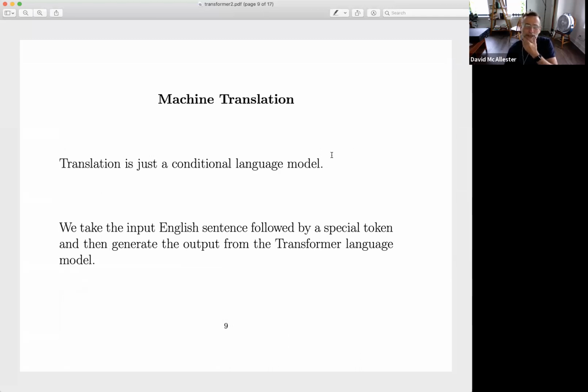Machine translation. In the original paper, which was called Attention Is All You Need, the application was machine translation. Now, machine translation is a conditional language model, right? You're taking an input sentence and the model produces an autoregressive model of the translation of that sentence, the probability distribution over the translation of that sentence.